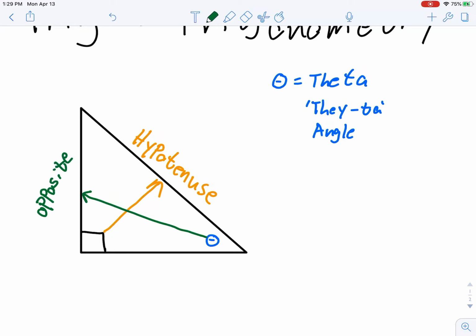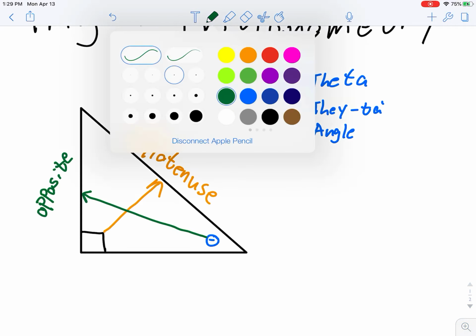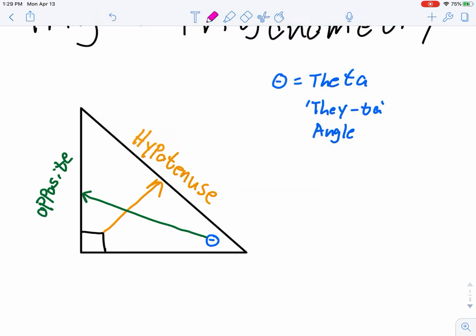Now there's one more side, and that side is based off of where our angle is. The side that connects our angle to the right angle, that is our adjacent. We've talked about the word adjacent before in angles, back at the very beginning of the semester. Adjacent means next to. It is the side that is next to the angle that is not the hypotenuse. So we have three different sides here: the hypotenuse, the opposite, and the adjacent.